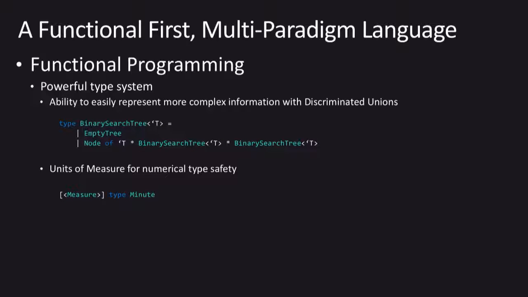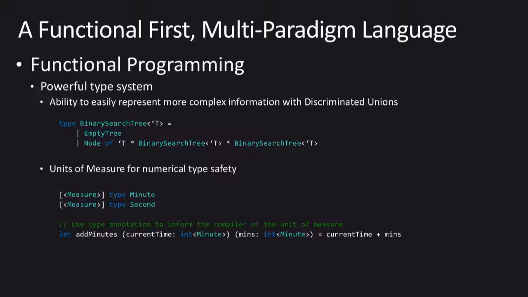So in this case, I'm defining a unit of measure for minute, and then I'm defining one for second. Then I'm defining a function called add minutes that takes in the current time, and it takes in some minutes that we're going to add to the current time. And notice that I specifically annotated the types here to say this int is a minute, and this int is a minute, and then I added them together.